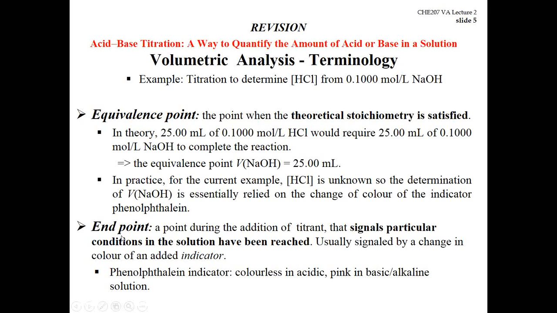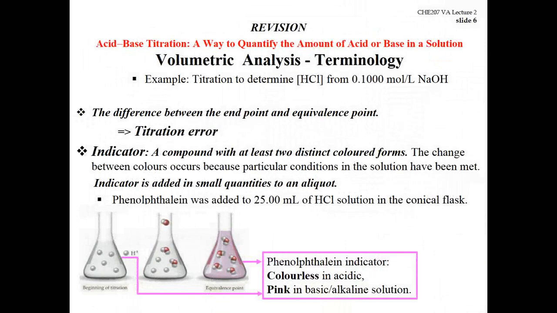The end point is an experimental point. It happens when there is a change in the solution. For example, the color of phenolphthalein changed from colorless to pink in the titration we're looking at. The difference between the endpoint and the equivalence point, in terms of volume of NaOH, gives us the titration error.